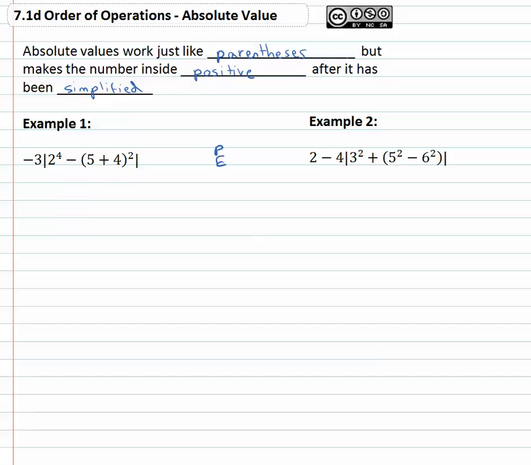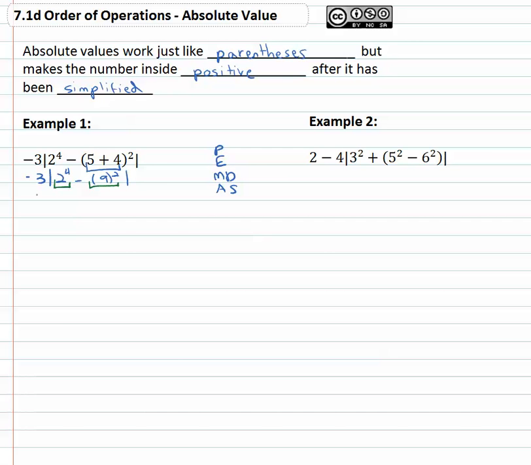Remembering our order of operations, PEMDAS, please excuse my dear Aunt Sally. And in the absolute value parentheses, we see another set of parentheses in the 5 plus 4. So that's what we're going to do first. We have negative 3 times the absolute value of 2 to the 4th minus 5 plus 4 is 9 squared. Still inside the absolute value, we see to do exponents next.